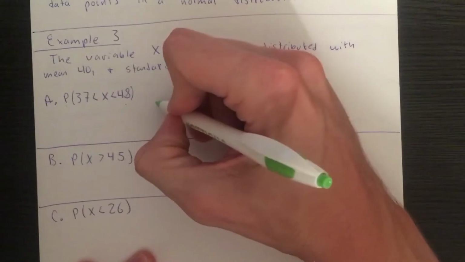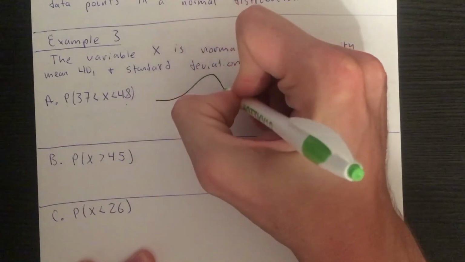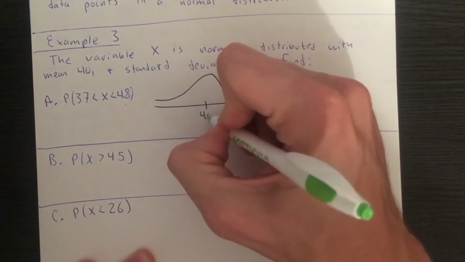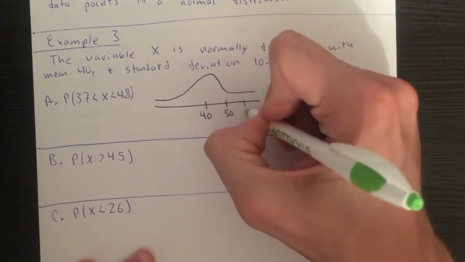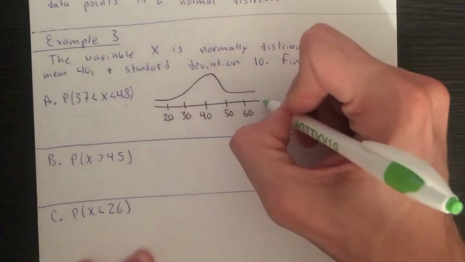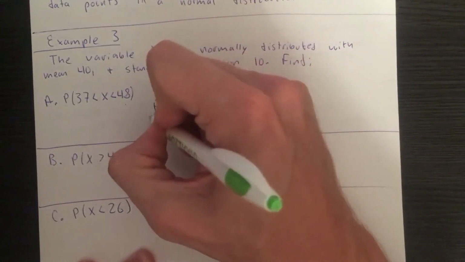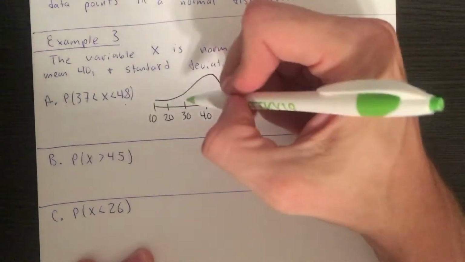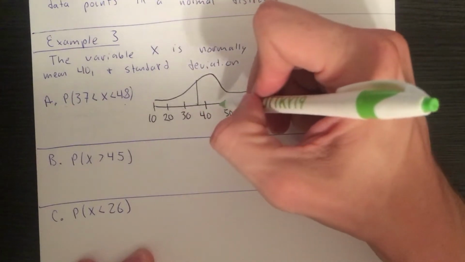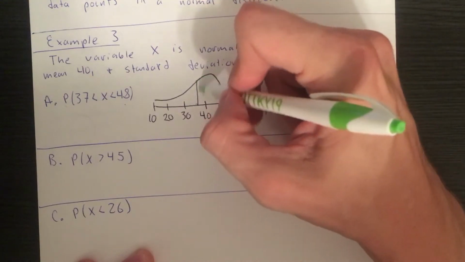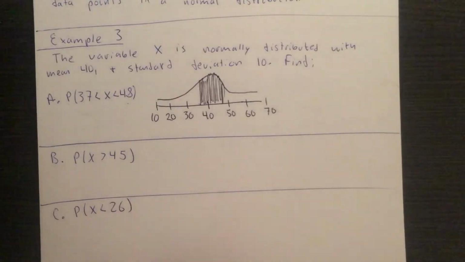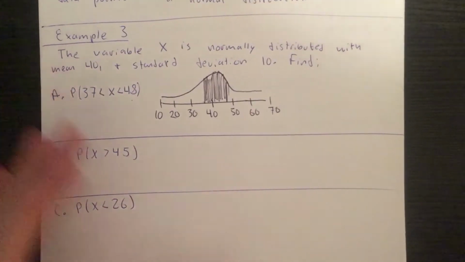So I'm going to draw a curve just to illustrate what exactly we're finding here. As a reminder, the mean is the center. The standard deviation is one step away. 30 and 20, and we typically go out 3 in each direction. So what we want to know is what percentage is between 37 and 48. We want to know what this chunk of this graph is, if the whole curve is 100%.